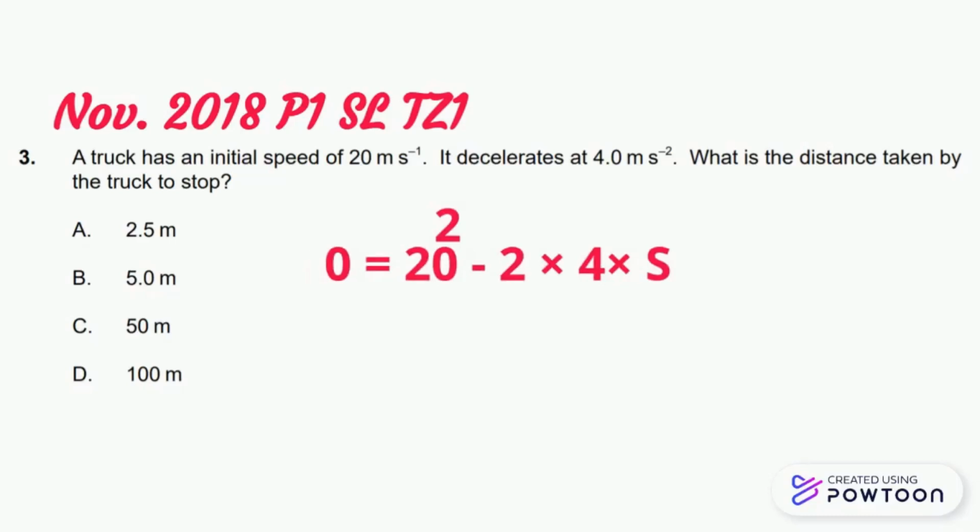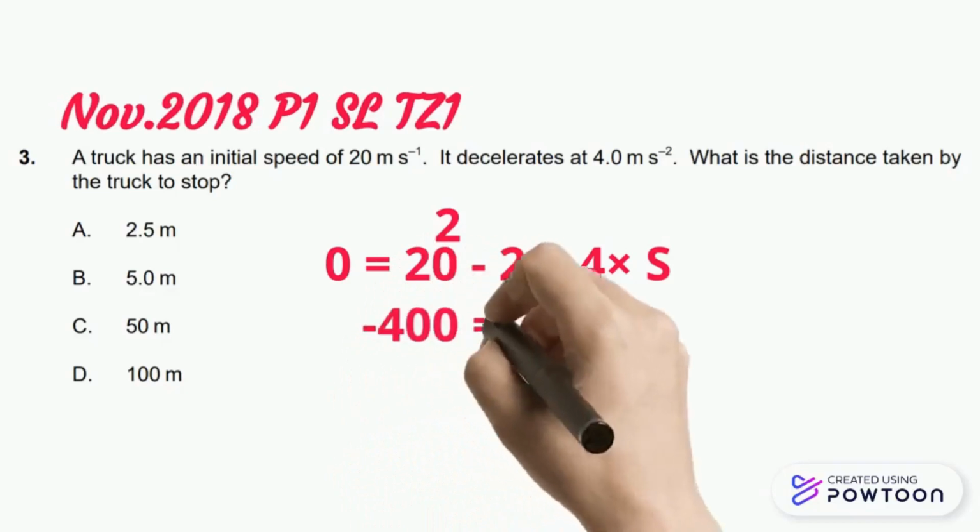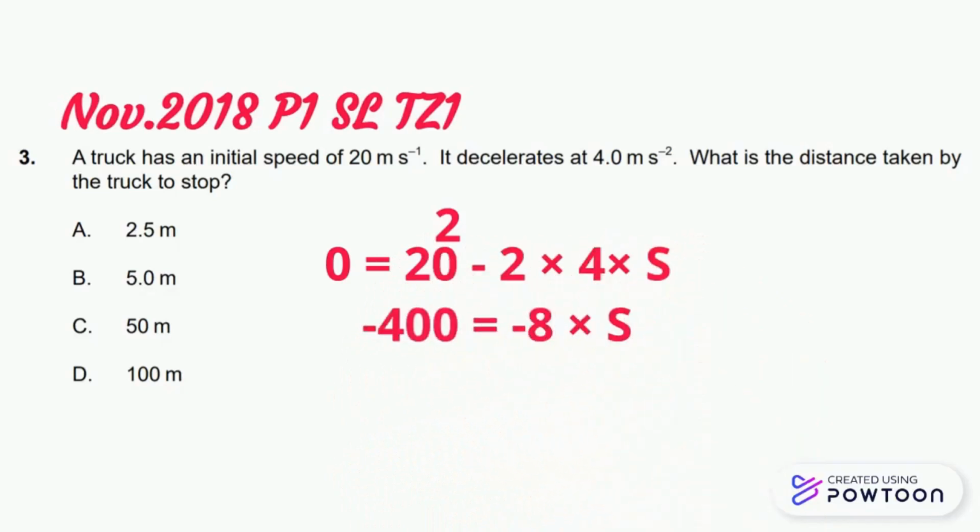The truck is decelerating. For this reason, we have a change in the sign between these two terms, into a negative sign. And the 20 squared goes to the left side, which is negative 400, equals 2 times 4, which is negative 8s. So negative 400 divided by negative 8 equals 50 meters. And the correct answer is C.